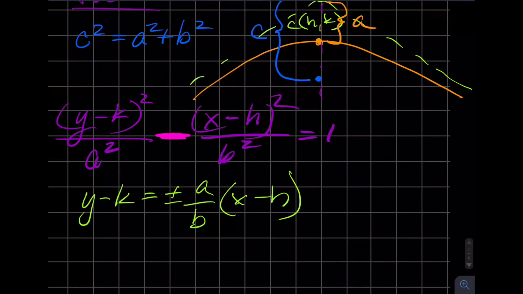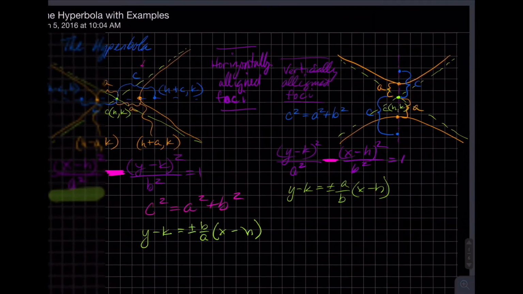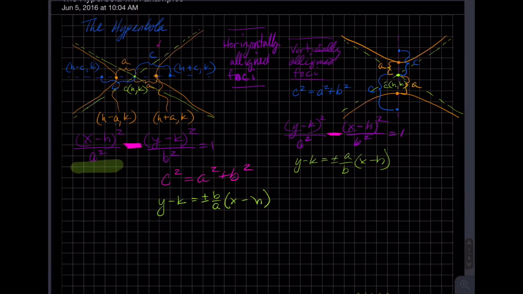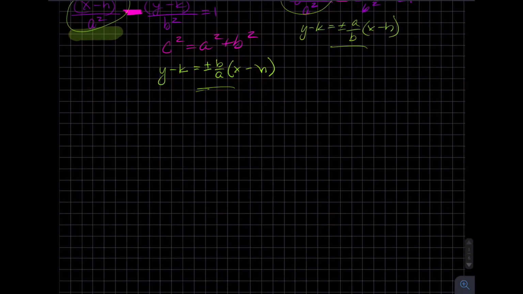plus or minus a over b times x minus h. And so this is a summary of both the vertically and horizontally aligned hyperbolas. And you can see their differences primarily in the asymptote formulas and the first term. The horizontal one, the x term is positive. The vertical one, the y term is positive, or it's on the left or the front or whatever you want to think of it, but it is the positive one. And so those are the differences. Now let's go through 3 examples.